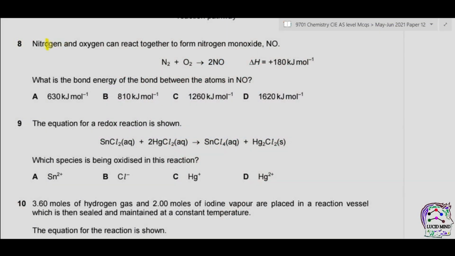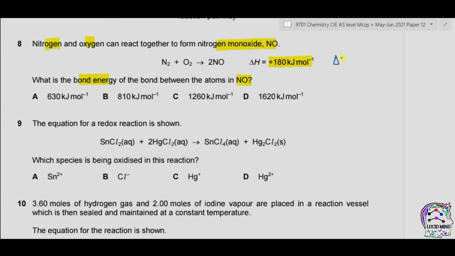Question 8. Nitrogen and oxygen can react together to form nitrogen monoxide, NO. The reaction is endothermic in nature. What is the bond energy for the bond between the atoms in NO? This enthalpy change represents the overall enthalpy change for the reaction.